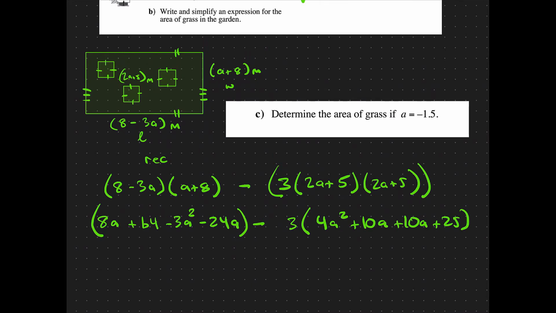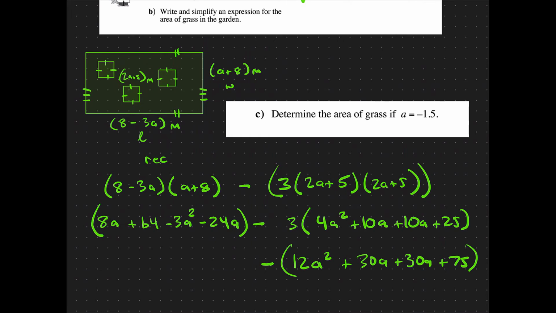So now I can take this 3 right here and multiply it by everything that's inside here right now. So what do we get? We get 3 times 4, which is 12a squared plus 30a plus 30a plus 75. So that's all done now. That's going to be contained in brackets.